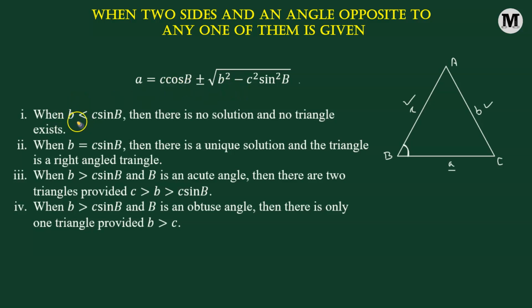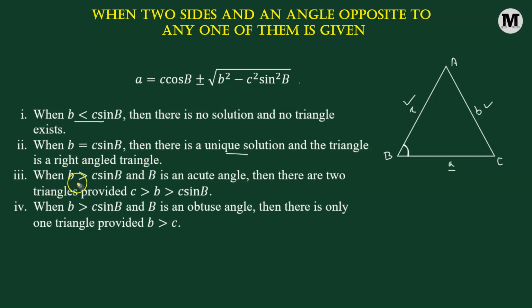The first one is if B is less than C times sine of B, then there is going to be no solution, and that would mean that no triangle exists. In the next case, if B equals C times sine of B, then there is a unique solution, meaning a single triangle exists, and that triangle is going to be a right angled triangle. So that's a unique case.